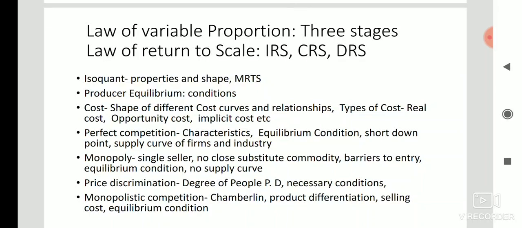These degrees are given by the neoclassical economist A.C. Pigou. In the first degree, different units are sold at different prices to different buyers. Here the exploitation is maximum, and the monopolist receives the entire consumer surplus. So exploitation is maximum in case of first degree price discrimination.